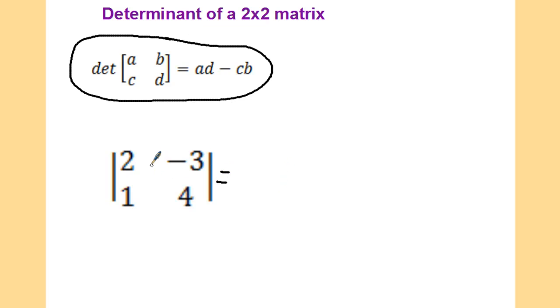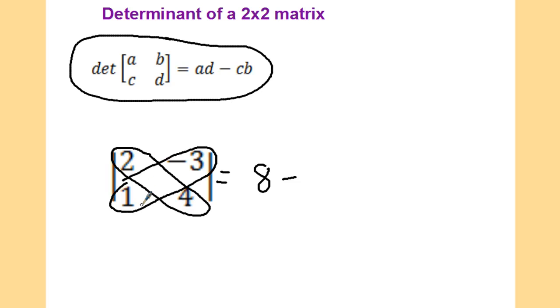You're going to take the product of the downward diagonal. So in this case, 2 times 4, you're going to get 8. And we're going to subtract the product of the upwards diagonal, which in this case, we get 1 times -3, which is -3. And so in this case, we're going to have 8 minus -3, which becomes 8 plus 3, which is 11. The determinant is 11.